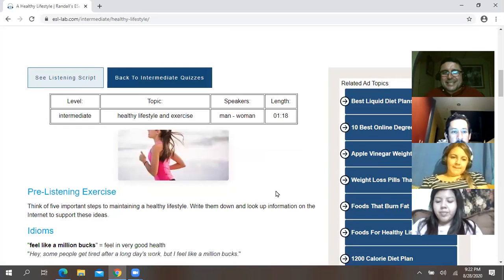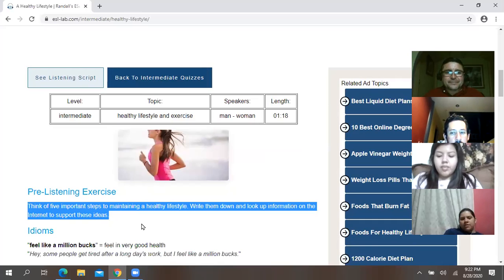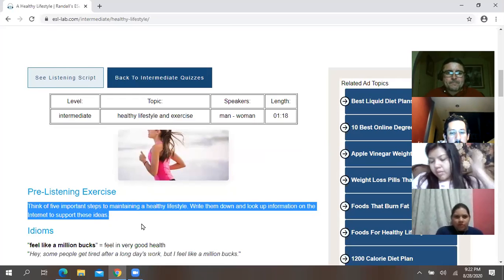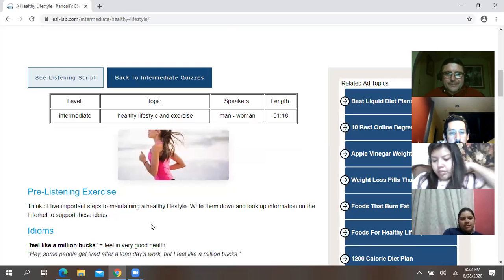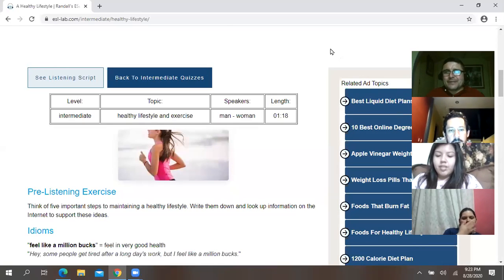Before we do the listening, we have to do some speaking. Can somebody please read the pre-listening exercise? Think of five important steps to maintain a healthy lifestyle. Write them down and look up information on the internet to support these ideas. Very good. So you have to mention five tips or five steps on what to do to maintain yourself healthy. And you have to explain how to do it.